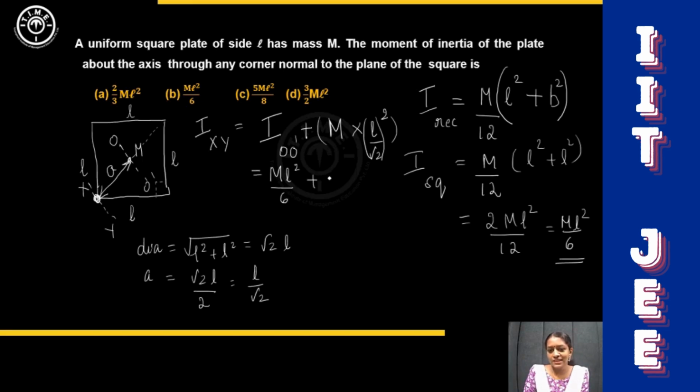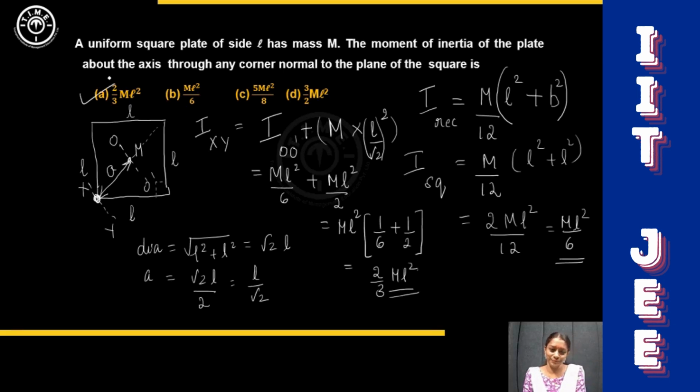And the next term is m. L by root 2 the whole square will give you L square by 2. Okay. So on solving this, we can take mL square common outside. So you will get 1 by 6 plus 1 by 2. Okay. So what is the answer here? Yes, definitely it is 2 by 3 mL square. That is option A. So I hope now you are a little more clear about the method of applying the concept of the parallel axis theorem for solving problems. So we will discuss the next question.